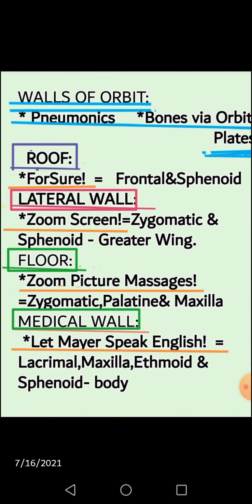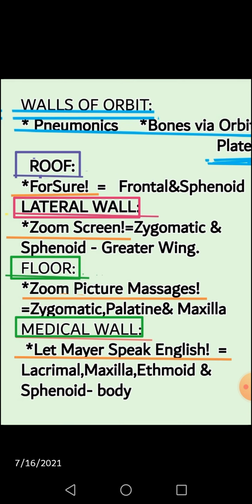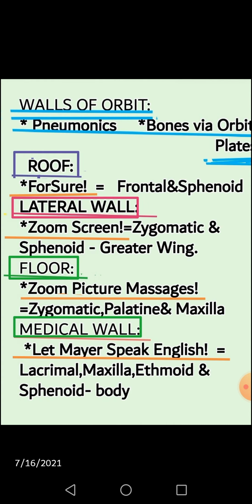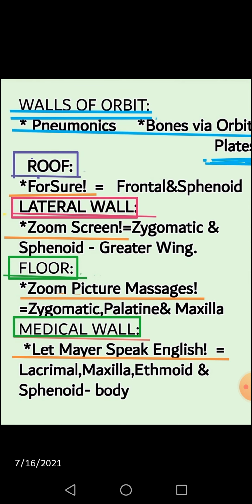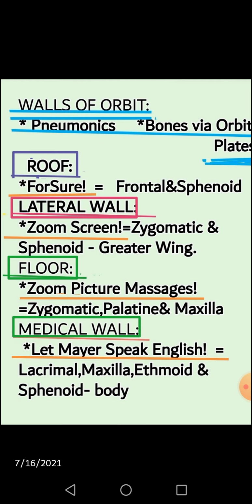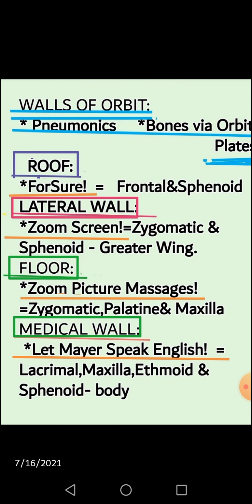Now concentrate on the floor and learn the mnemonic "Zoom Picture Messages". What do you see? Z for zygomatic bone, P for palatine bone, and M for maxilla. Now for the medial wall, which is a thinner plate, learn the mnemonic "Let Me Speak English". L for lacrimal bone, M for maxilla, S for sphenoid, and E for ethmoid.